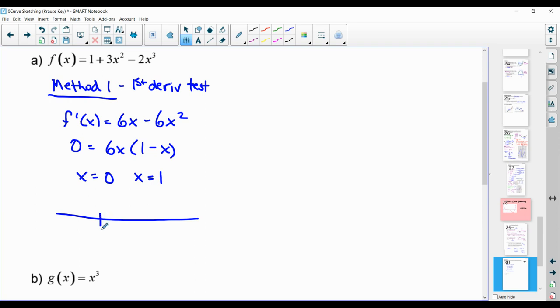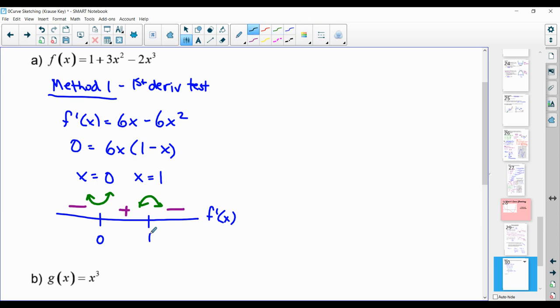We've got a point at 0 and a point at 1, and this is for f prime of x. You can sub in some test points, and as you do that, you will find that this part here is negative, this part here is positive, and this part here is negative. What that tells us is that this part of the graph is going from decreasing to increasing, and this one is going from increasing to decreasing. So we have a local min at 0, and we have a local maximum at 1.